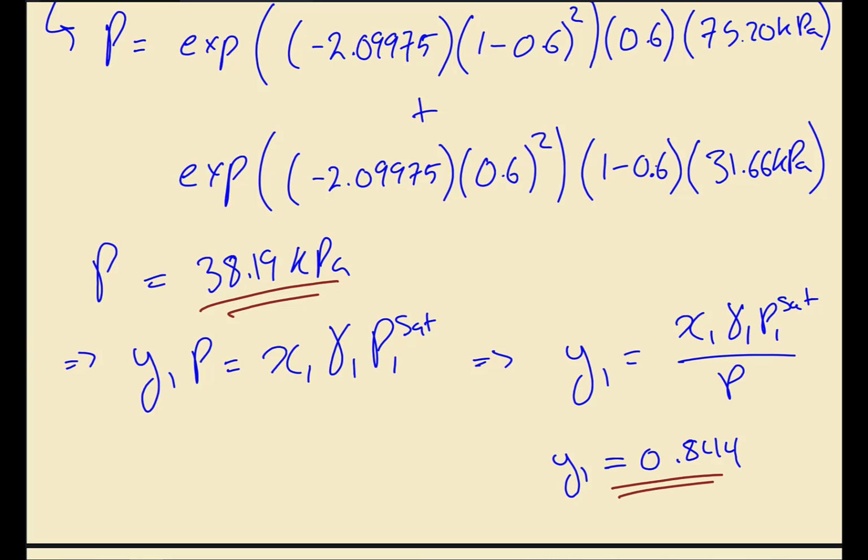Any questions? Y2 is 1 minus Y1, yes. Any other questions?